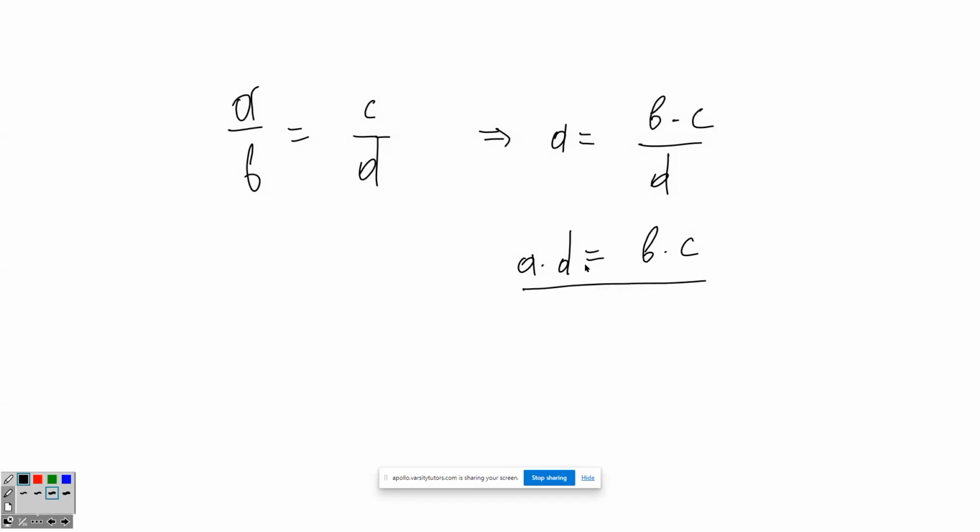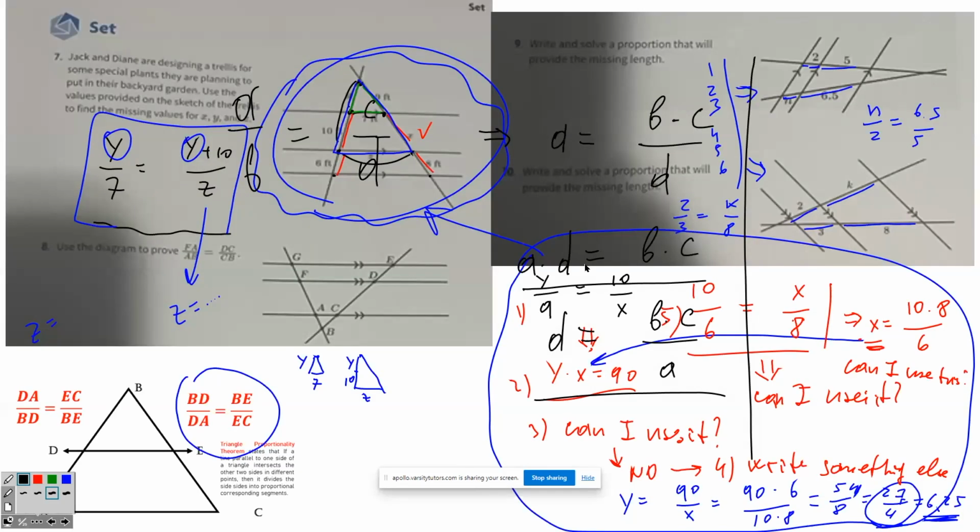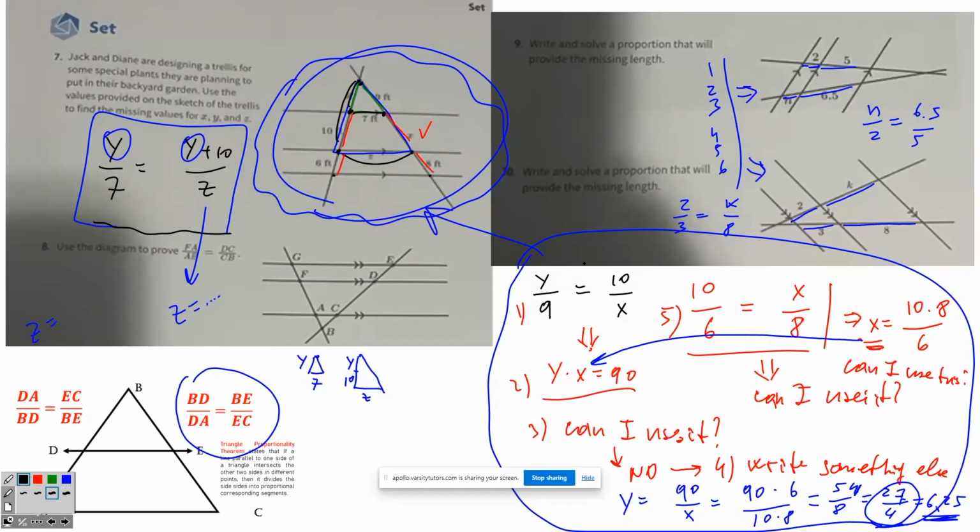So A times D equals B times C, and D will be equal to B times C over A. This is something you've been doing, I saw it. And we could apply the same algebra to this geometry. Z will be equal to 7 times (y plus 10) over y. Since y is equal to 6.25, it's going to be 7 times 16.25 divided by 6.25.